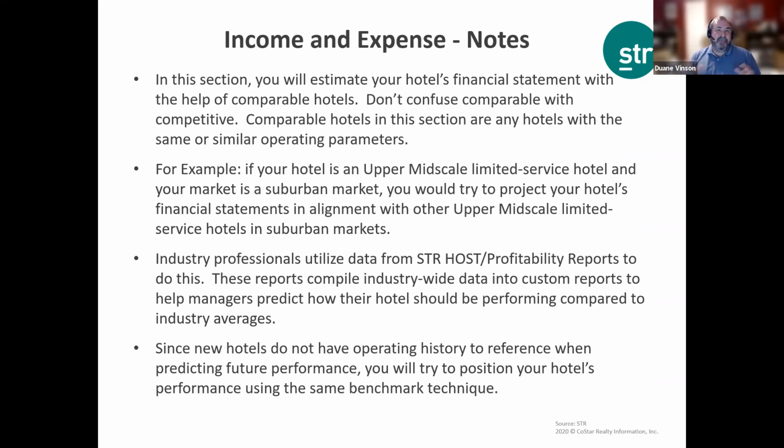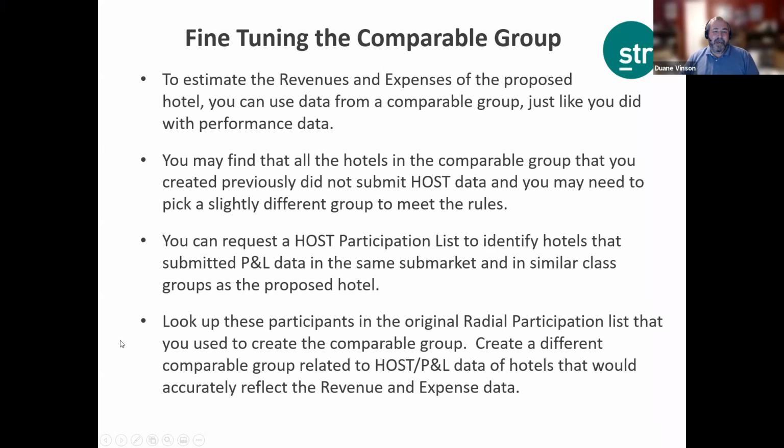If you do want to include the same hotels in your comparable group for both the performance data and the P&L data, make sure you get the participation list for both of those, specifically focused on that P&L participation list, because there's a good likelihood that if they're reporting P&L data, they're also reporting performance data. But if they're reporting performance data, they may not be reporting P&L data. You know what I mean? So make sure that you check those. Again, it's not necessary that both sets be the same hotels. But if you do want them to be, make sure that you look at that in the front end.